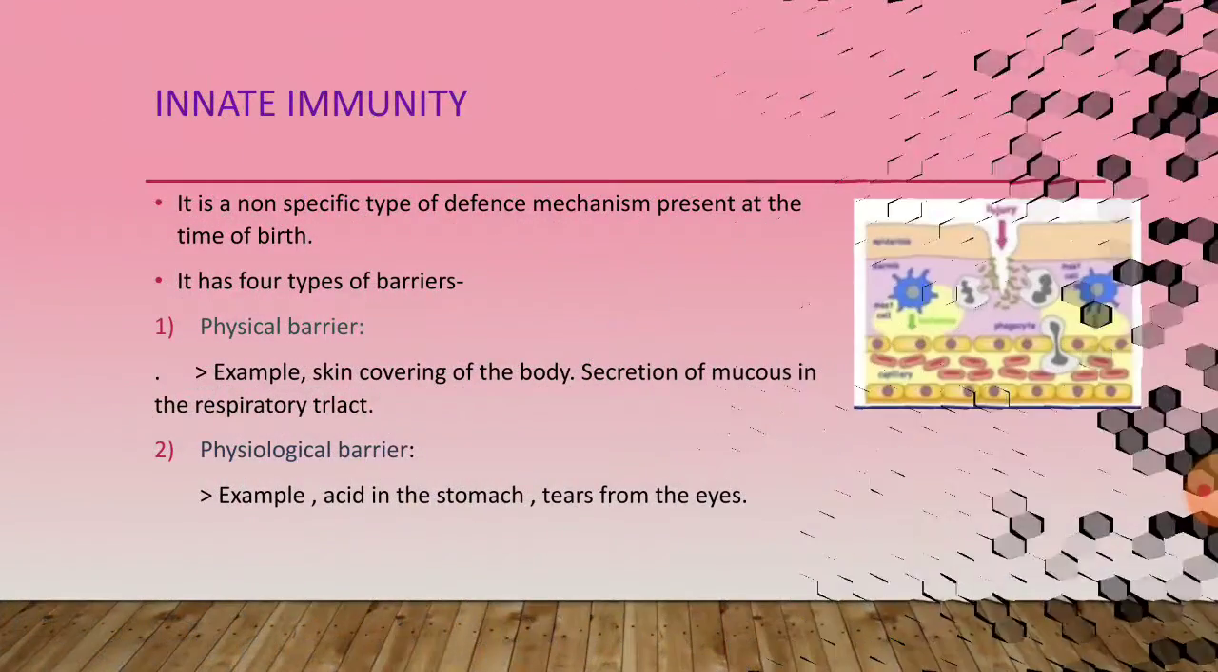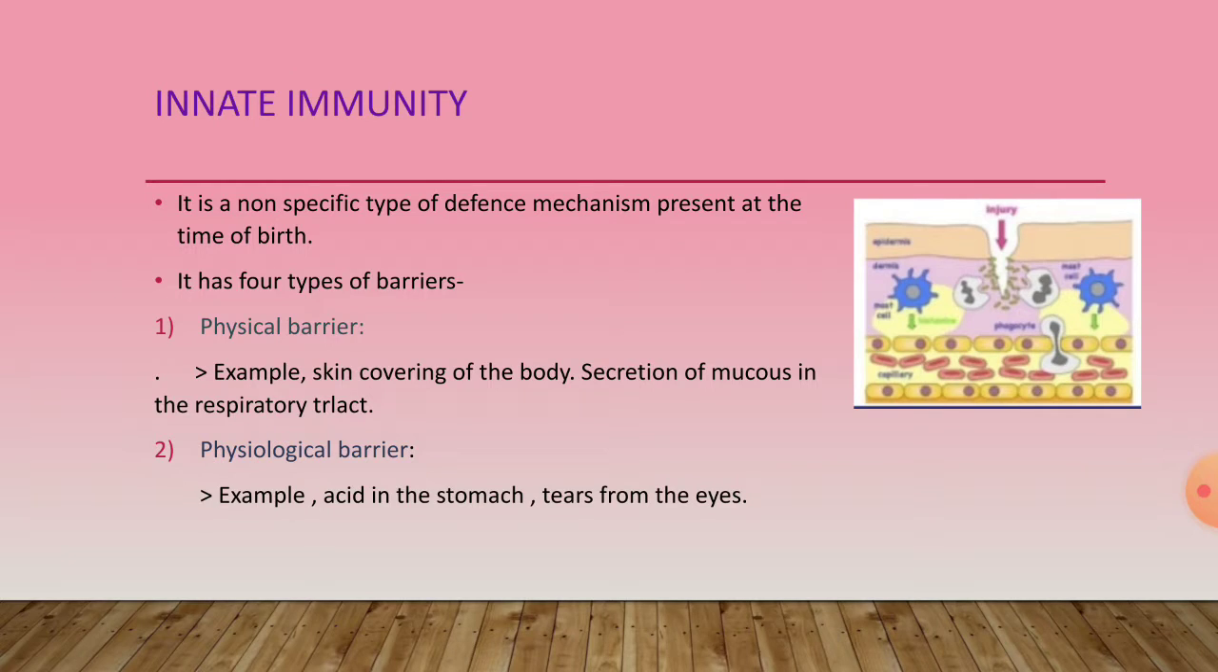Now we will study innate immunity. What is innate immunity? It is a non-specific type of defense mechanism present at the time of birth. It has four barriers: physical barrier, physiological barrier, cellular barrier, and cytokine barrier. In the physical barrier, the examples are the skin covering of the body and secretion of mucus in the respiratory tract.